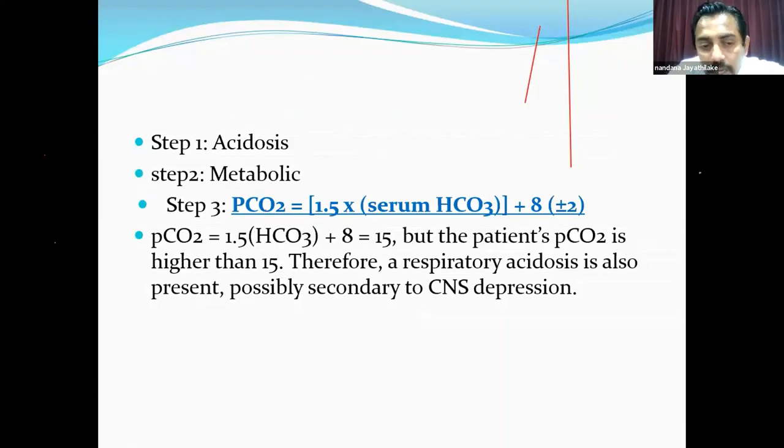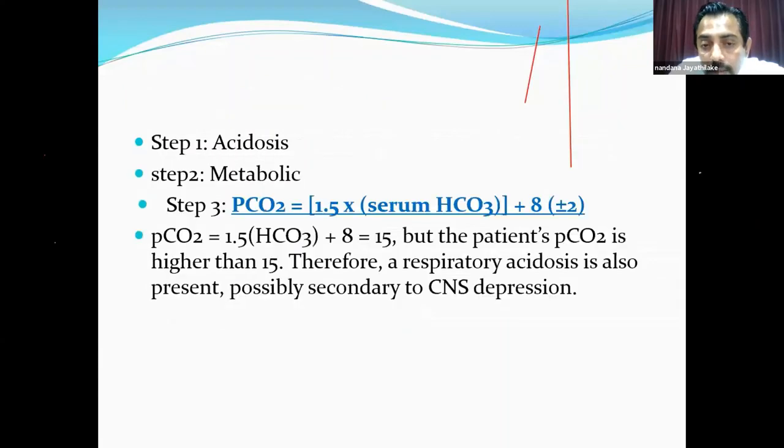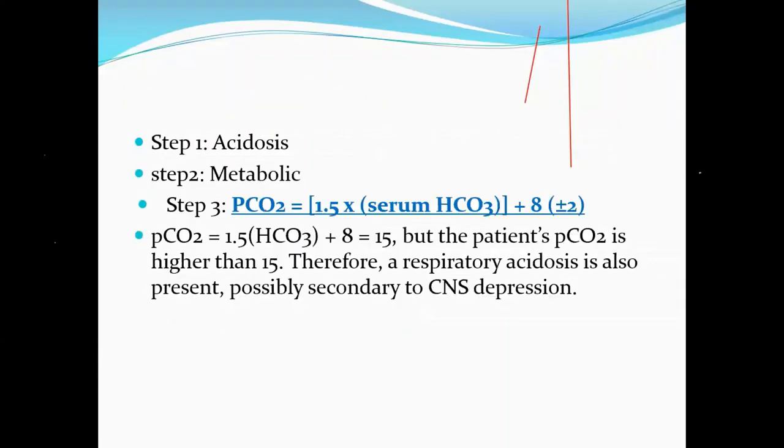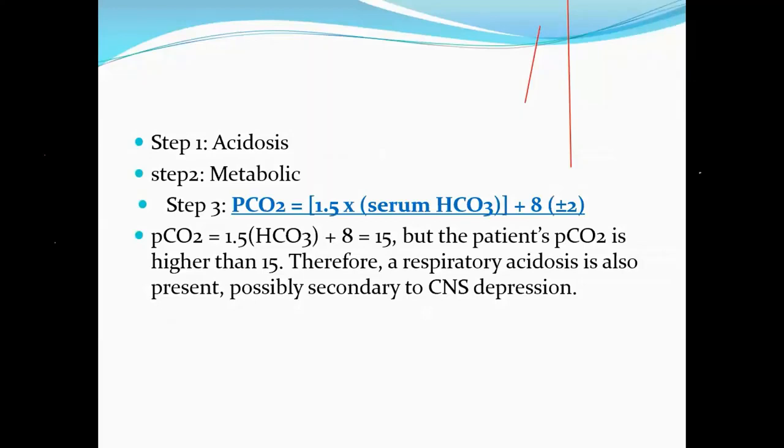But the patient's carbon dioxide is higher than the 15. What's the patient's carbon dioxide? It is 29. But the calculated carbon dioxide is 15. So what is the problem here? Therefore, apart from the metabolic acidosis, this patient has respiratory acidosis as well, possibly secondary to CNS depression due to alcohol ingestion.